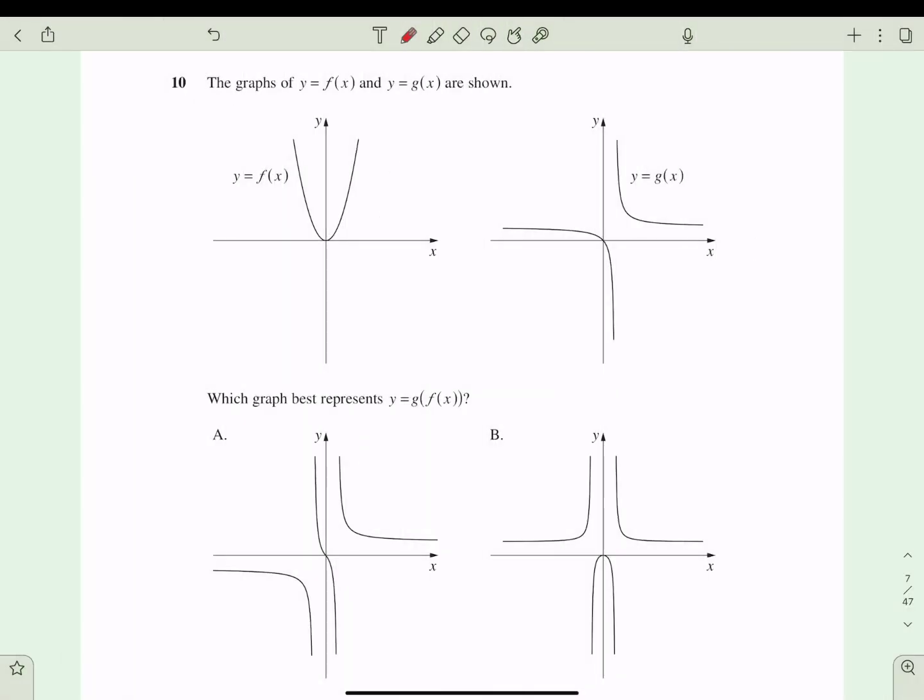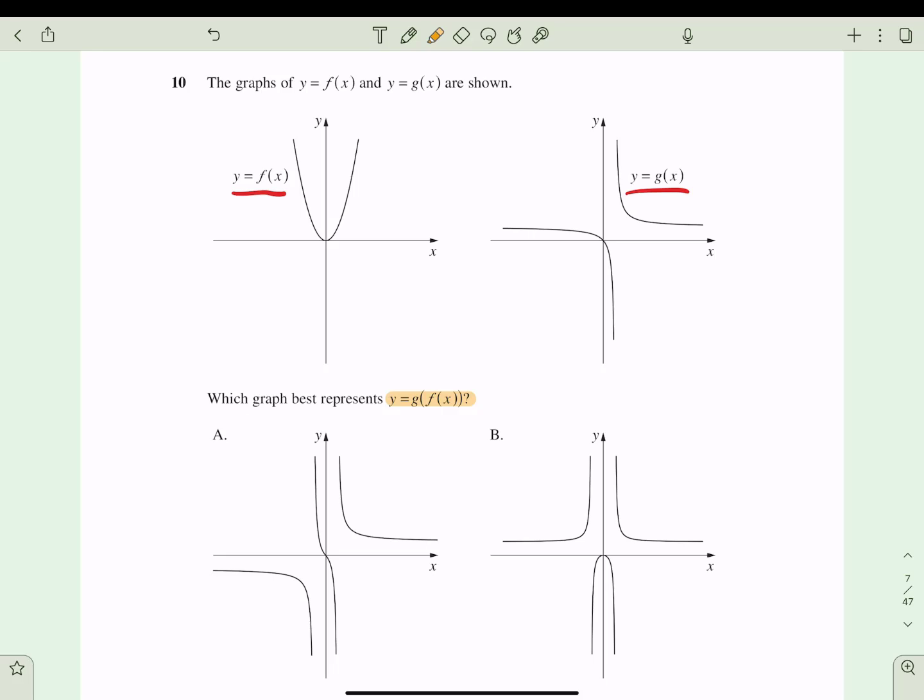Okay, question 10, last question, multiple choice. Overall, a pretty difficult question. So the graphs of y equals f(x) and y equals g(x) are shown. So we have y equals f(x) here and we have y equals g(x) here. And the question is essentially asking us to find the graph that best represents the composite function y equals g of f(x).